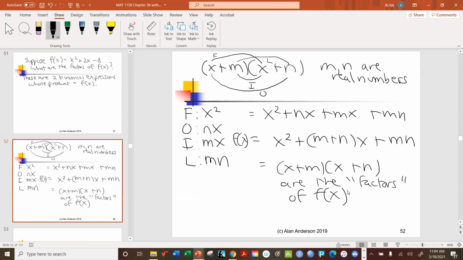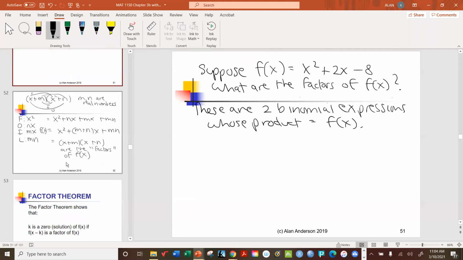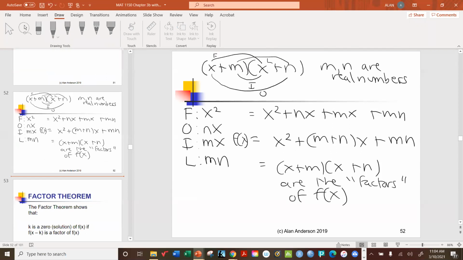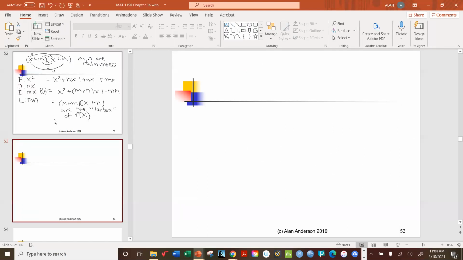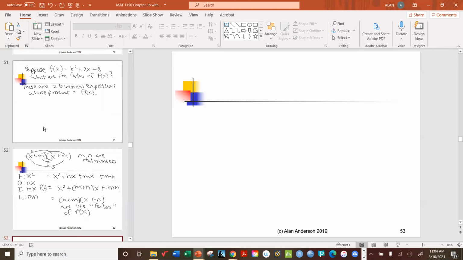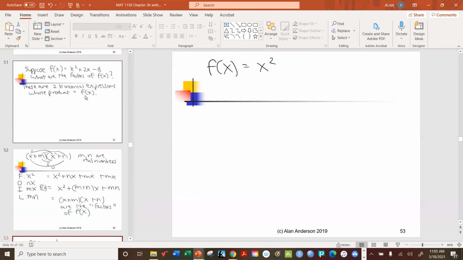Now, the main reason why we might be interested in factors is because we can use these to help us solve a quadratic equation. So imagine we had the one I just showed you right here, x squared plus 2x minus 8. Why don't we do two things here? Let's find the factors and the solutions. So f of x, once again, is x squared plus 2x minus 8.